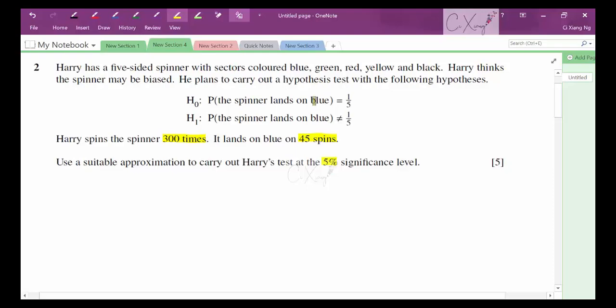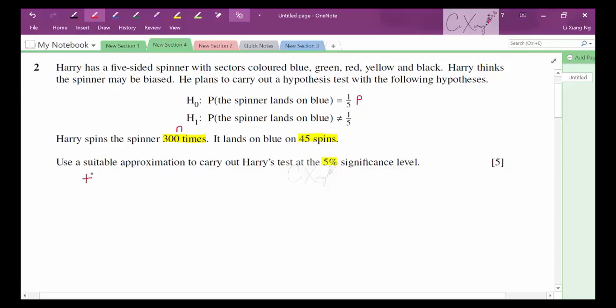Generally, we are going to carry on the test for the proportion of the probability. For the proportion, the distribution that we are using here should be binomial. Therefore, the 300 here is the n for the binomial distribution, and the 1 over 5 here will be the p for the binomial distribution. All right, so let's start the testing part.